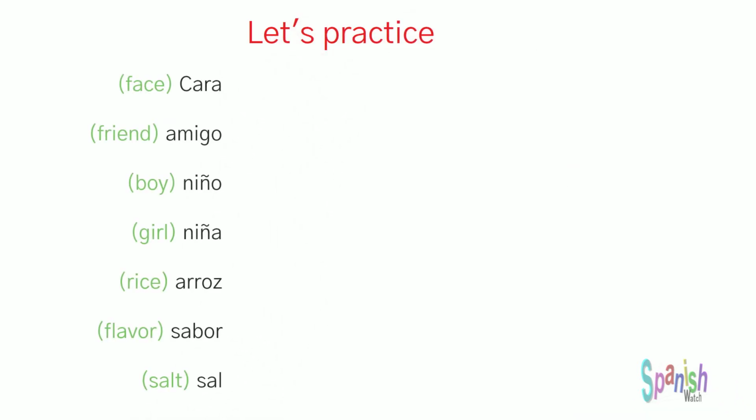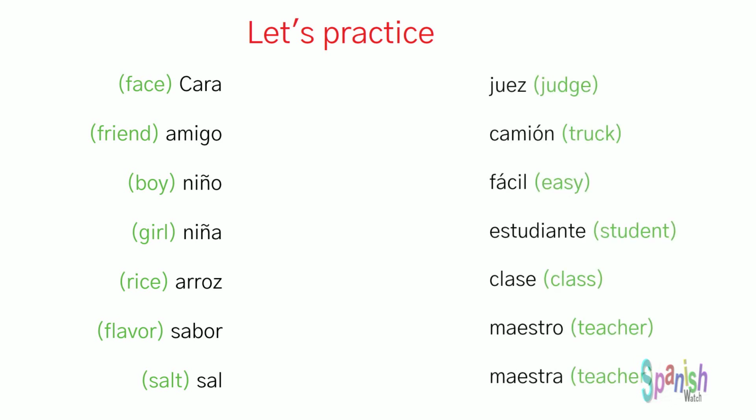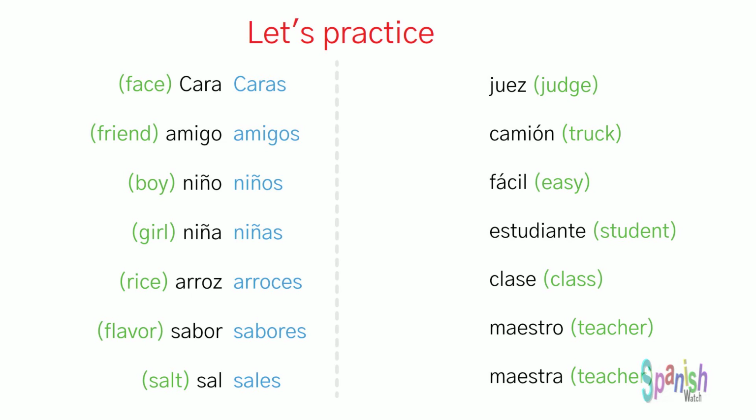Now let's practice with it. I have put some words here. You have to stop the video and then when you finish, I go through it, okay? So let's go through this. For example, the first word, cara, face, ends in vowel, so it's going to be caras. Amigo, friend, as you know, amigos. Niño, which is boy, again vowel, so it's going to be niños. Or, for example, niña, which is girl, okay, again vowel, so it's going to be niñas.